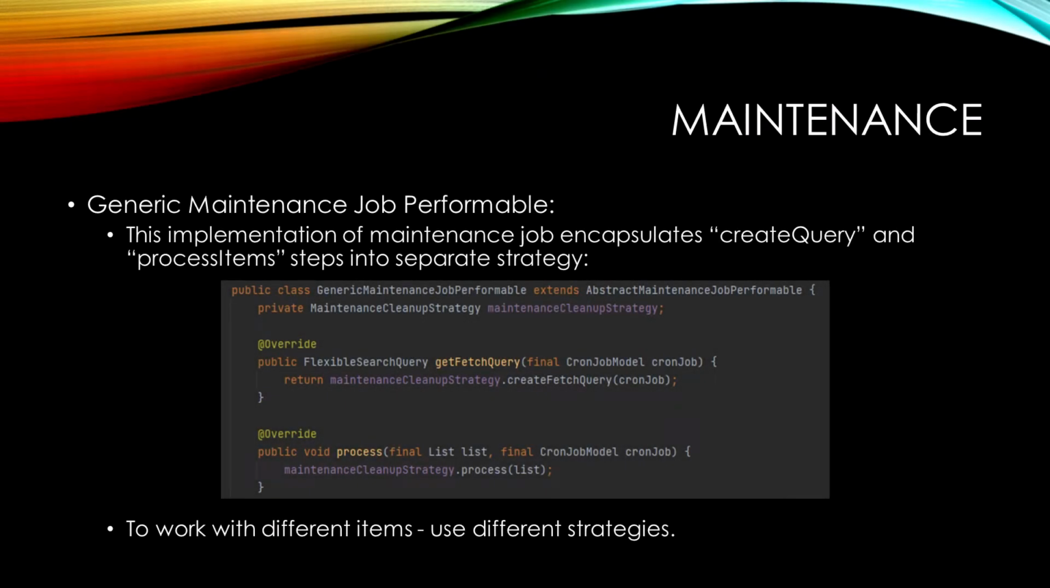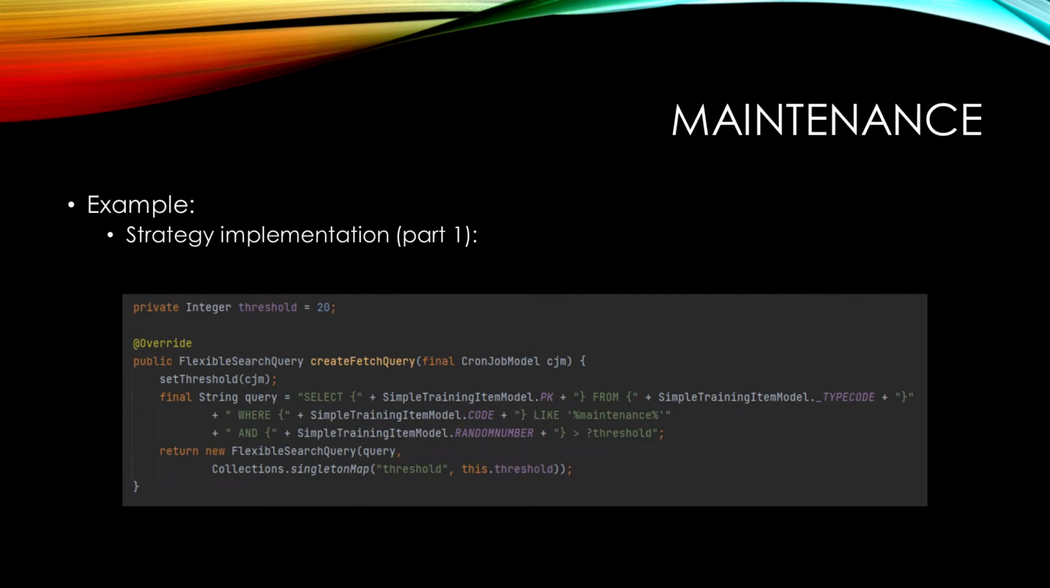The generic maintenance job performable encapsulates create query and process items inside a separate strategy. To work with different items, implement different strategies. Here you can see first part of a strategy implementation. Create fetch query method uses cron job model, which is having threshold and creates a search query.